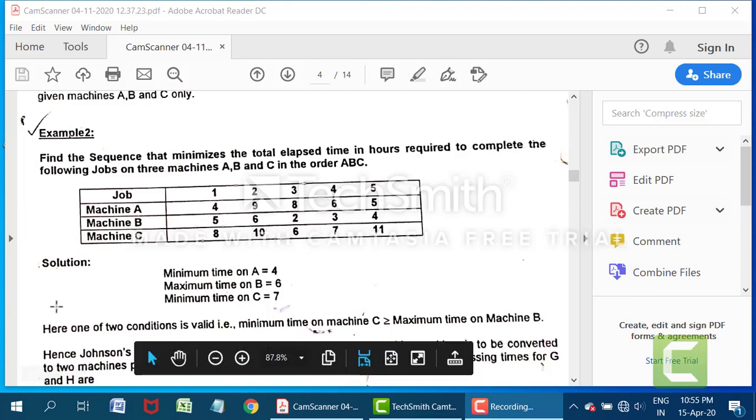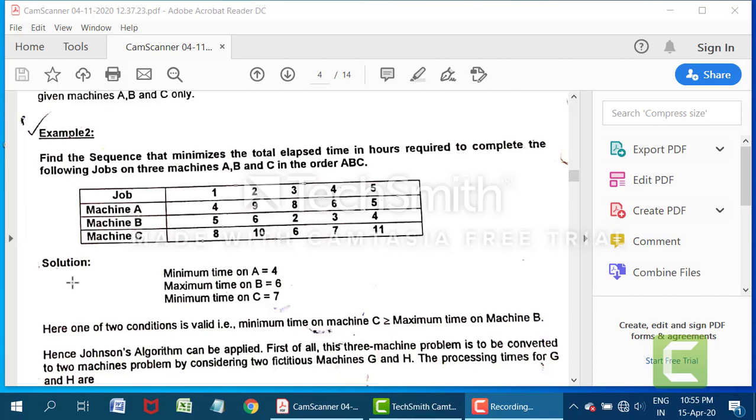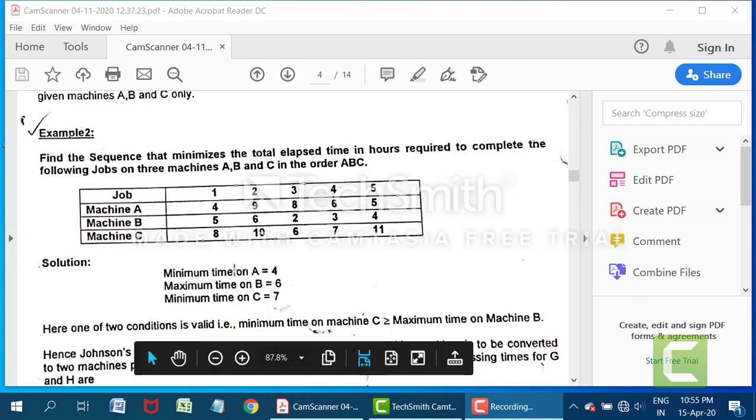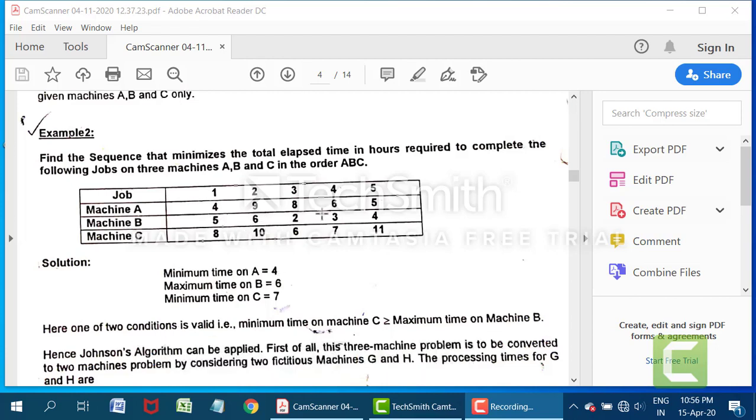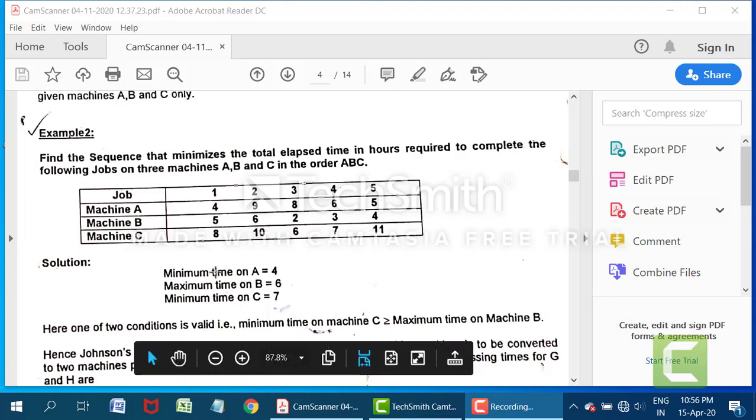Just verify first of all whether Johnson's algorithm can be applied to solve this model. First of all, identify the minimum processing time on the first list: 4, 9, 8, 6, 5. The minimum is 4. Minimum processing time on A is 4. Then the maximum processing time on B: 5, 6, 2, 3, 4. The maximum is 6. So the minimum processing time on A must be greater than or equal to the maximum processing time on B. Is it true? No. That condition failed.